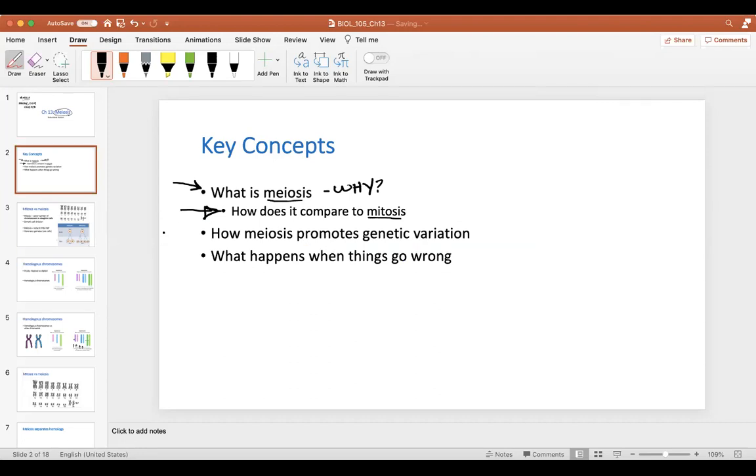Then we're going to talk some about how meiosis promotes genetic variation. We'll also highlight why genetic variation is important in a population, right? And then we'll talk a little bit about what happens when things go wrong. So there are some diseases that result from meiosis going awry. One of the most notable that you would have heard of is something called Down syndrome. And we'll talk about how that happens as a result of mistakes in meiosis, all right?